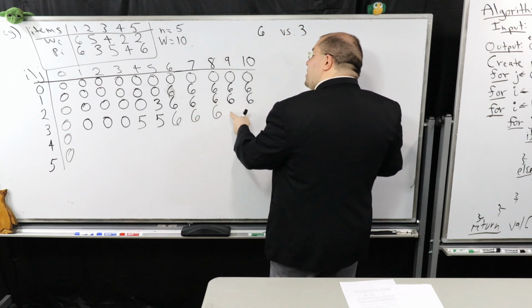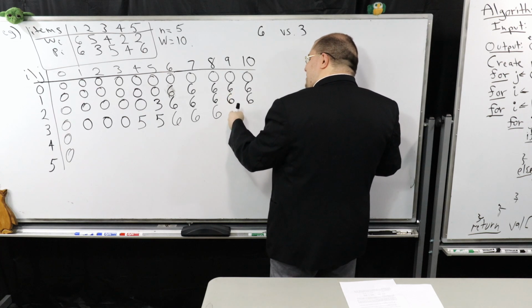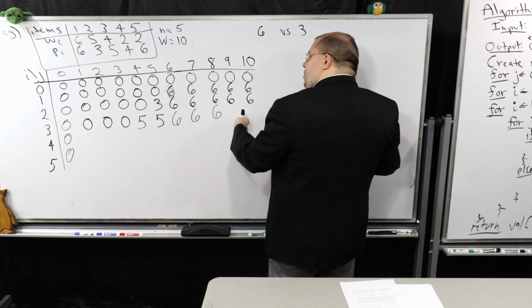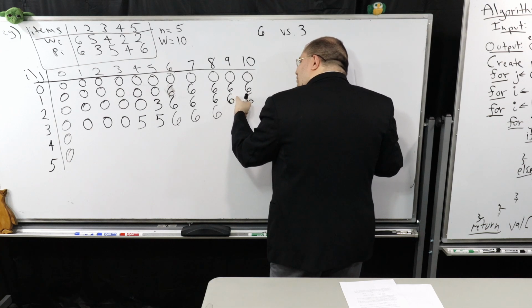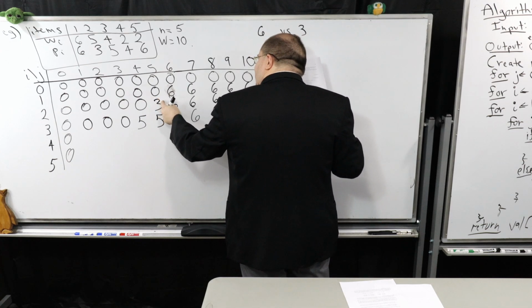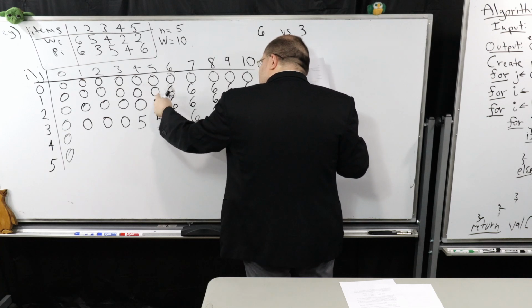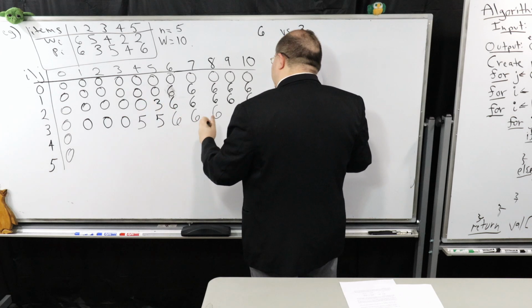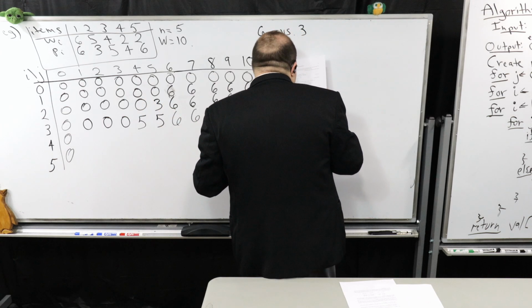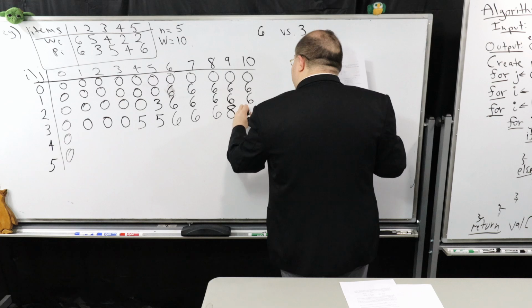But now this is where it gets interesting. So I have 6 versus, if I have the weight there, 4. So I have 9 minus 4, which is 5. So I have 3 plus 5, which is 8, which is bigger than 6. And naturally, you can fill in the next one, which would be 11.